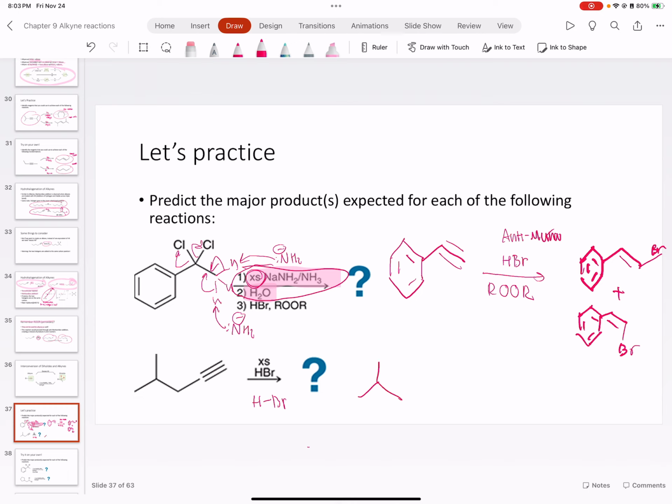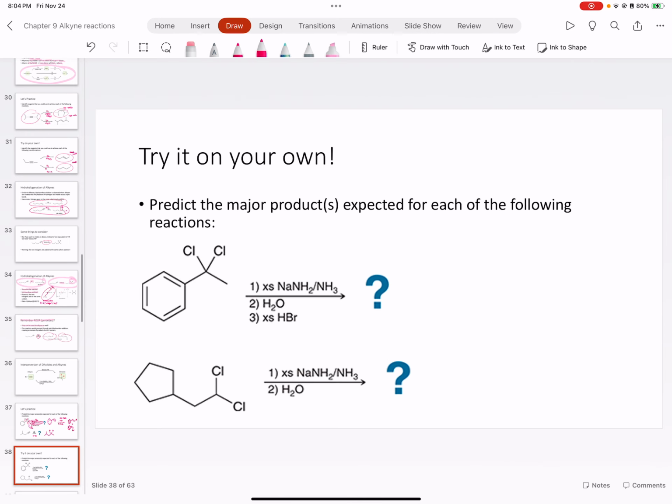And like we know, for a diene overall, both of our halides are going to go on the more substituted side. So then you can try it on your own. Okay, this is pretty nice, since we did the first step together.